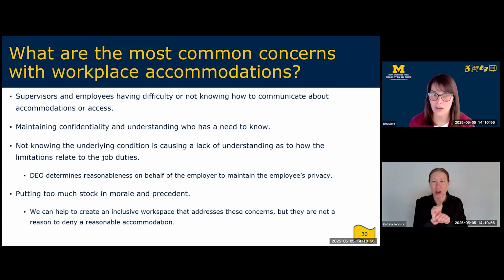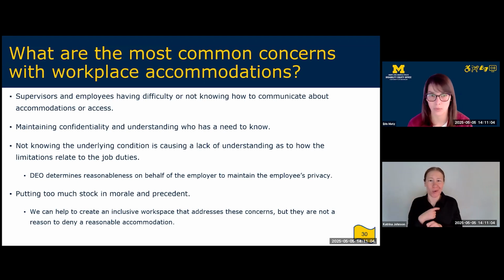But what the Disability Equity Office does is determine the reasonableness of the accommodation request on behalf of the employer so that we're maintaining privacy for the employee. And another concern is putting too much stock in morale and precedent. We can create an inclusive workspace to help address those concerns, but they're not a reason to deny an accommodation. Sometimes that what-if mindset can really cause a lot of issues. So always go for the fact-based approach.